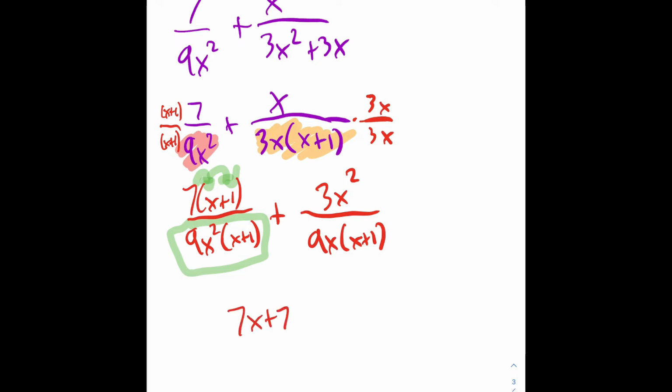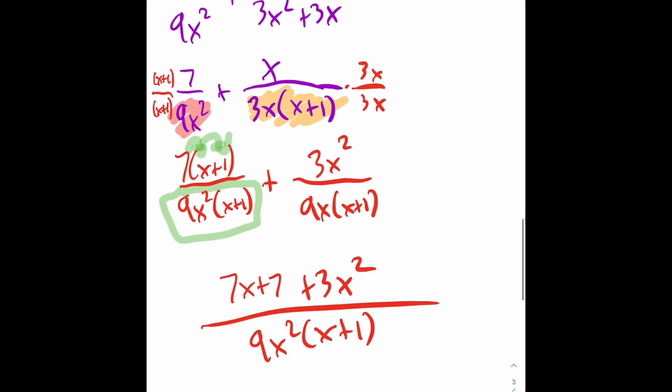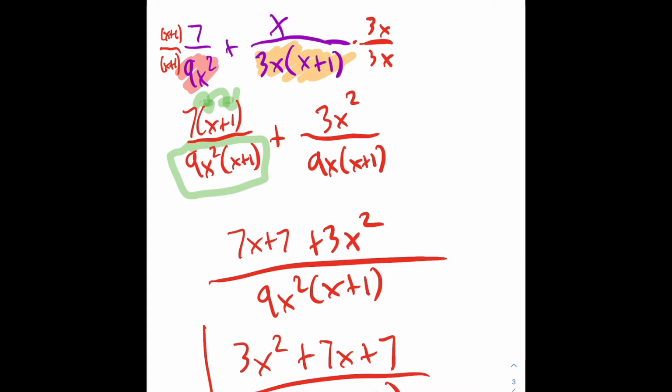Well, now since we have a common denominator, we can simplify it, and I'm going to go ahead and distribute. So again, distribute this 7, so it's 7x plus 7 plus 3x squared all over 9x squared times x plus 1. I'm going to put this in order, so again, my highest exponent goes first, all over 9x squared times x plus 1. If you could go any further, you could try to simplify that, but that is going to be as far as we can go.